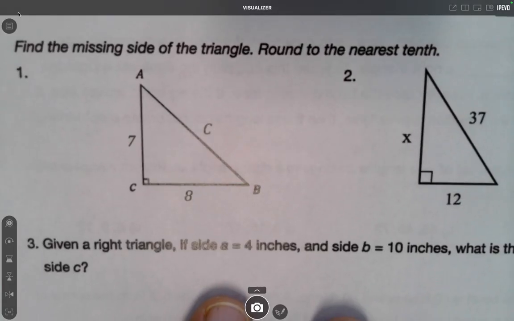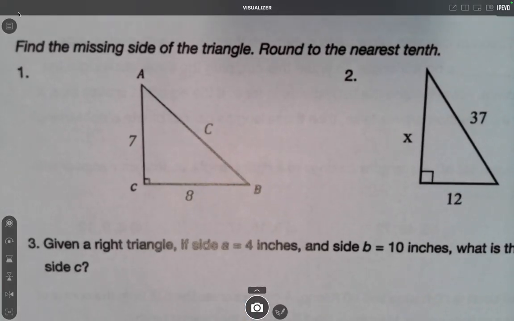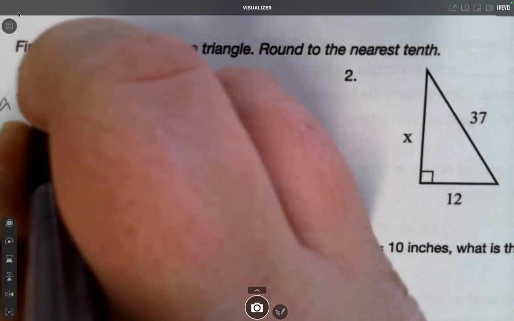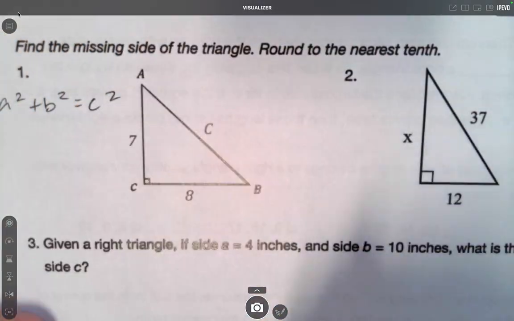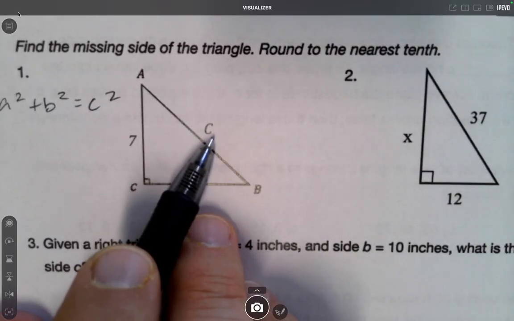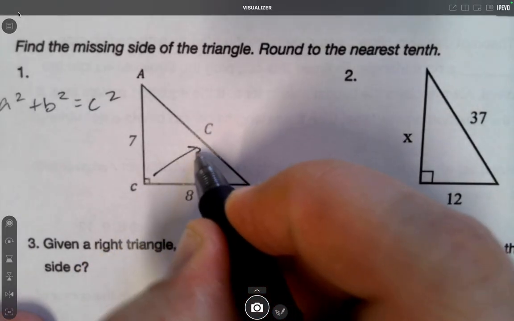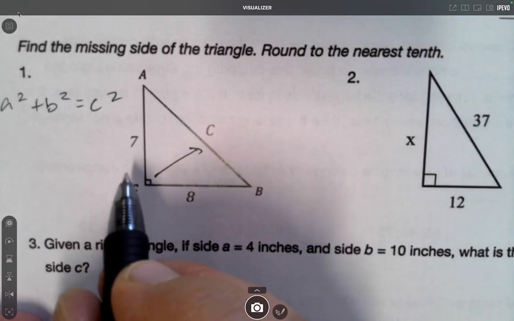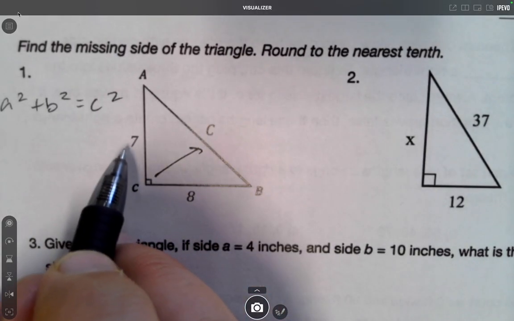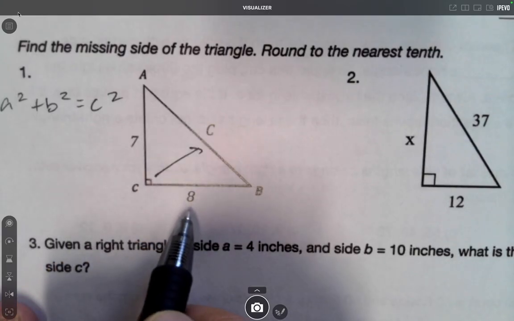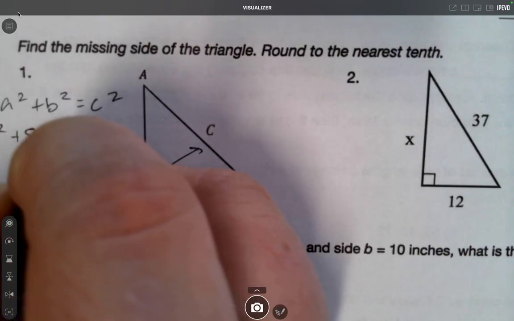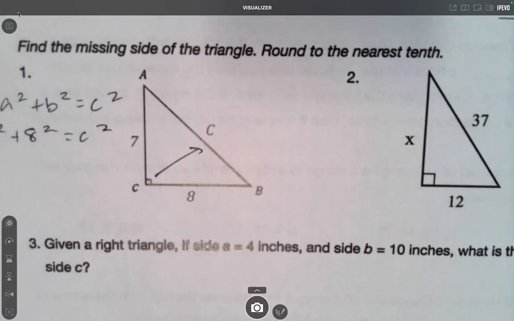Now let's apply a squared plus b squared equals c squared to these problems. So here's the c. C is the hypotenuse. It's always what's directly across from the right angle. So we don't know the hypotenuse, but we do know the two legs. It doesn't matter which you call a and which you call b; it'll work either way. But we get 7 squared plus 8 squared equals c squared.